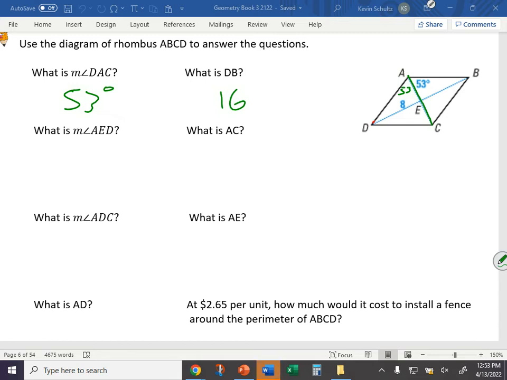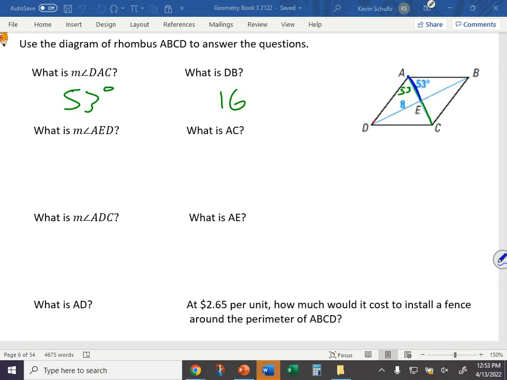Will? Find what AE is. Find what AE is, right? If we can figure out what AE is, we can double it, and that's going to give us AC, okay? How do we figure out what AE is? Sine, cosine, tangent. Why are you allowed to use sine, cosine, tangent here?